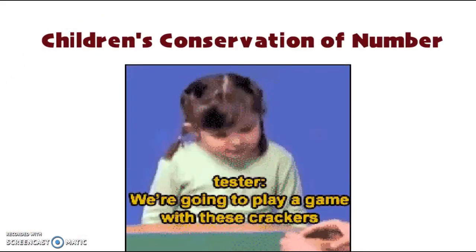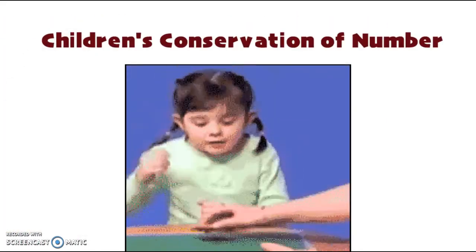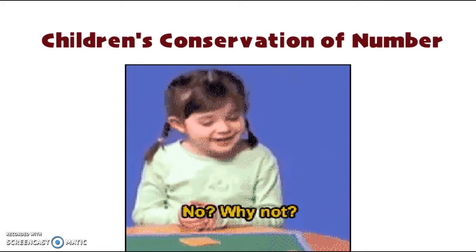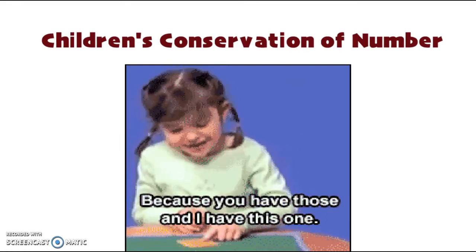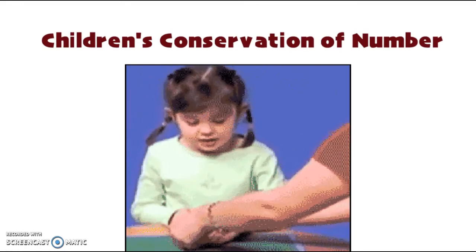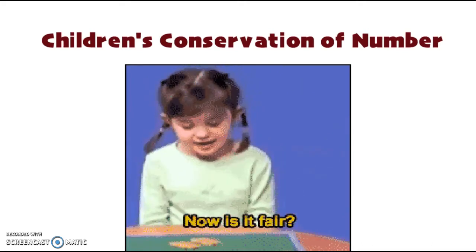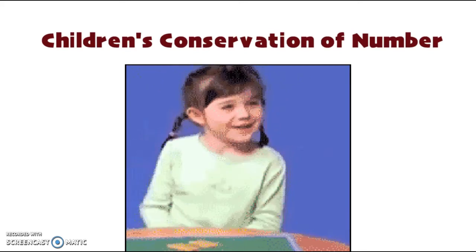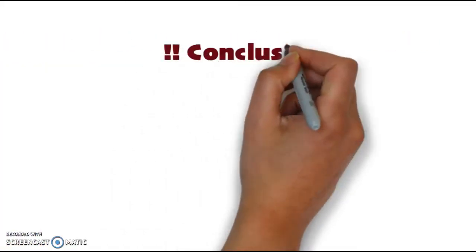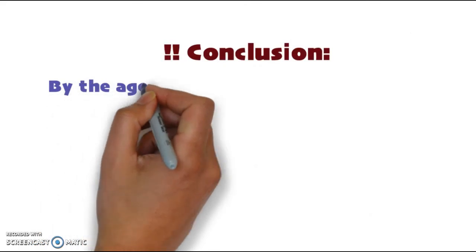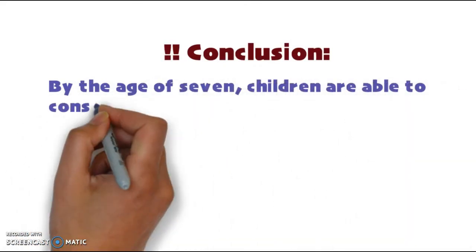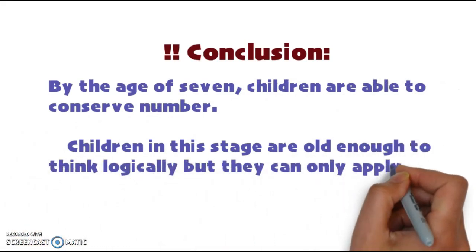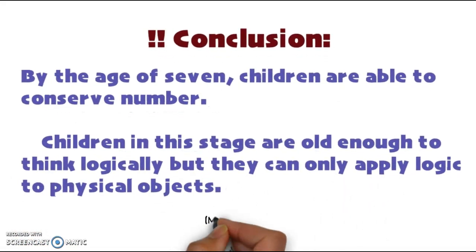And in the task of conservation of number, Piaget set out a row of counters in front of the child and asked him to make another row the same as the first one. Then Piaget spread out the row of counters and asked the child if there were still the same number of counters. Most of the 7-year-olds answered this correctly. So, it comes to the conclusion that by the age of 7, children are able to conserve number. And children in this stage are old enough to think logically, but they can only apply logic to physical objects.